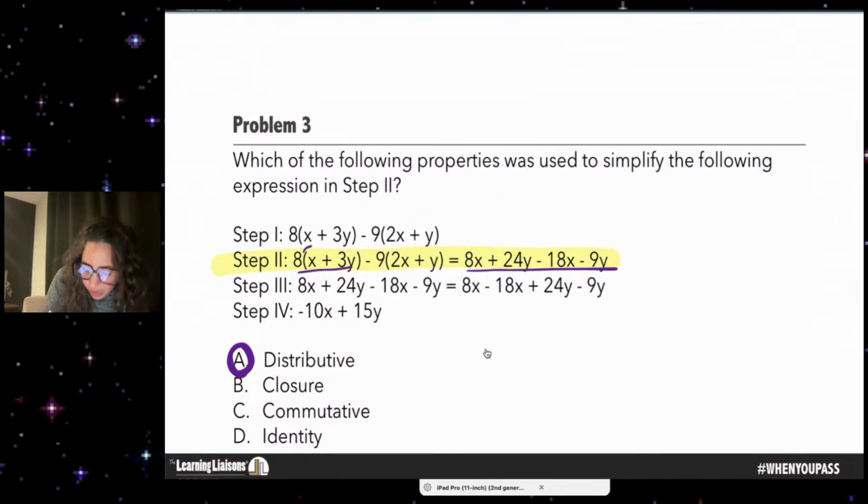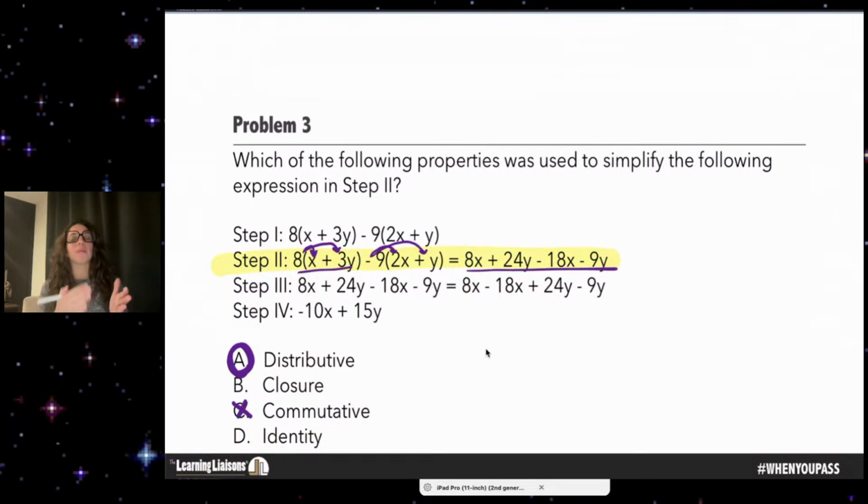We distributed the 8 all the way through. We distributed the -9 all the way through. So that is the distributive property. The commutative property says that when I do addition or subtraction in any order, then it results in the same answer. So 3 plus 5 is the same thing as 5 plus 3. This is definitely not the commutative property.